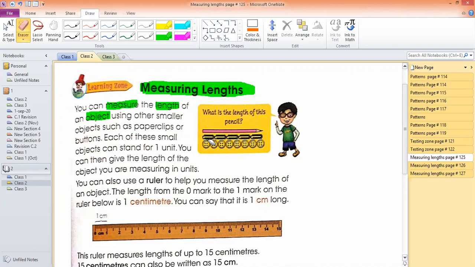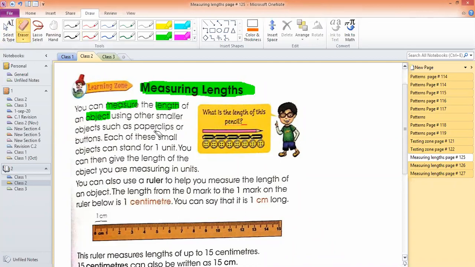When I check my friend's pencil, this was only 4. Like if I just draw a line, I'm not drawing a pencil here, just drawing a line. Let's suppose this is the pencil. So my friend's pencil was only 1, 2, 3 and 4 paper clips long. So I have a longer pencil than my friend.